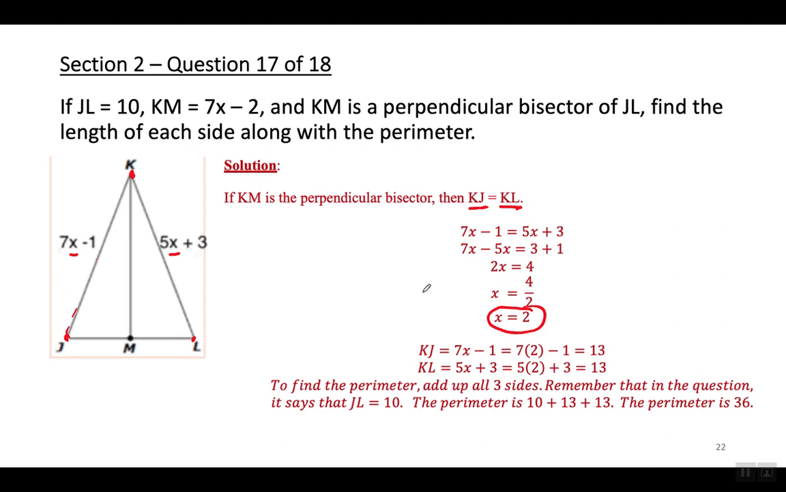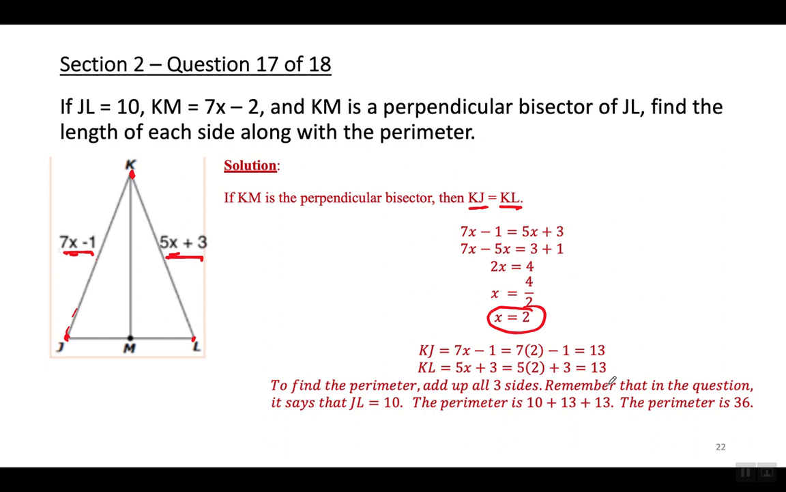Once I know what x equals, I can plug it in right here and right here as well. They're both going to give you the same answer to find out how long both of these sides are, which is what I did here. KJ is 13 and KL is 13.